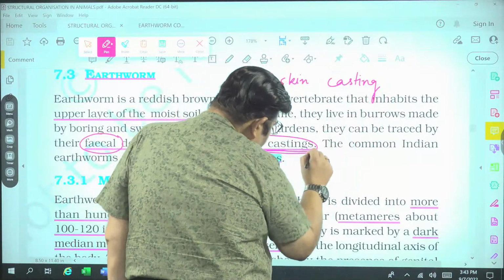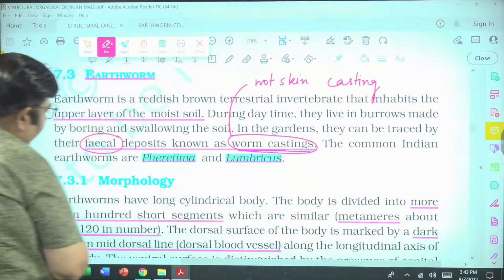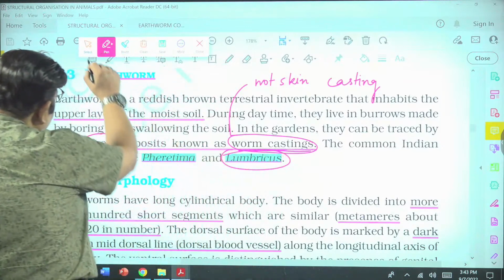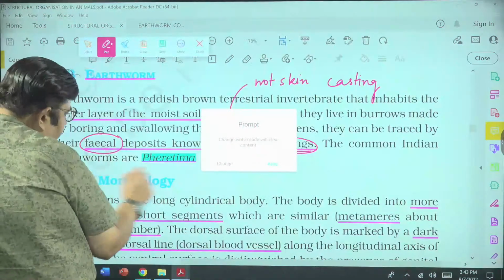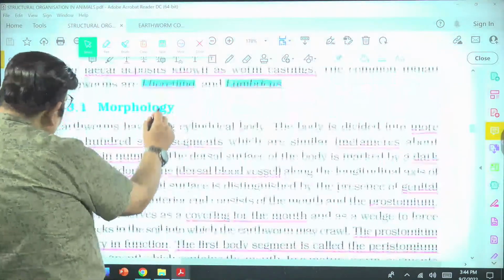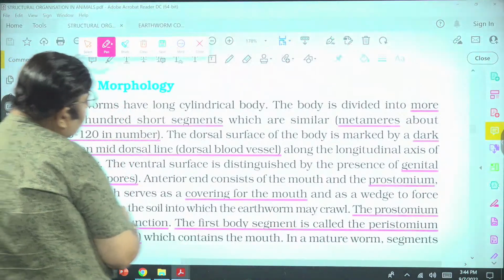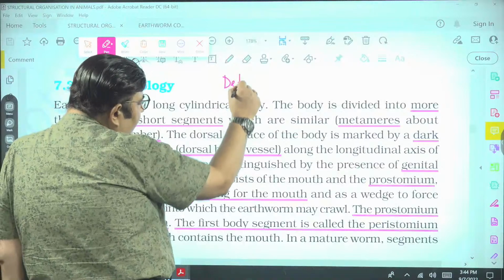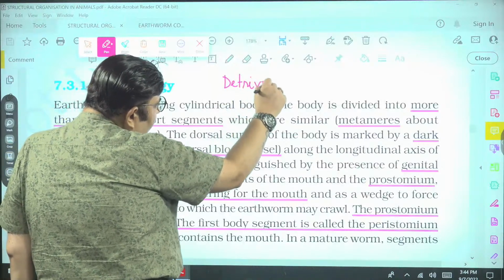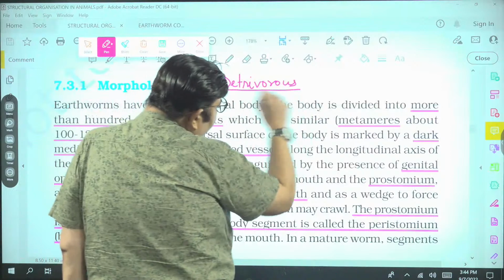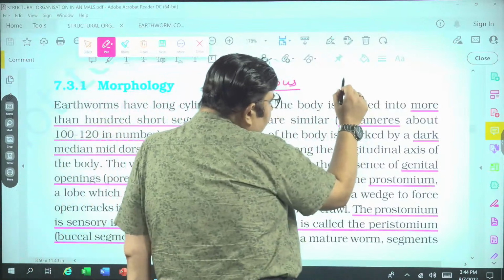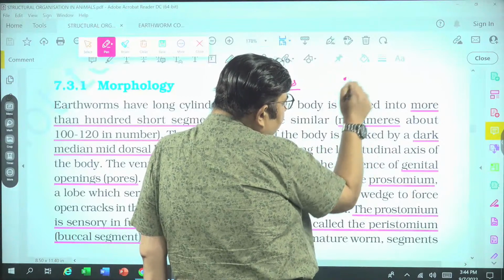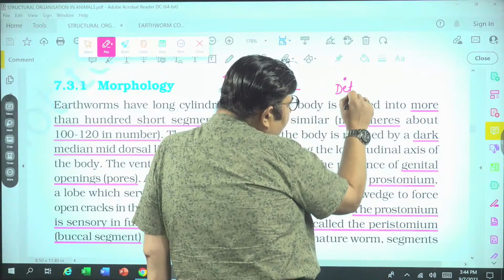The common Indian earthworms are Pheretima and Lumbricus. Coming to the morphology of earthworm, earthworms are very important animals in the ecosystem because they are detritivores. They engulf the soil and all the debris present, which is known as detritus.